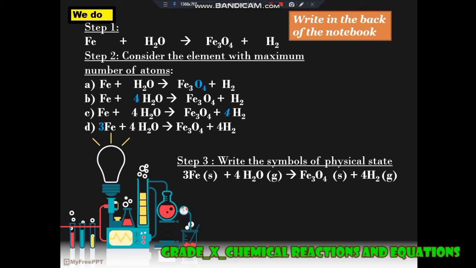Now just count the number of atoms for each element on both sides. Is it balanced? Step 3. Write the symbols of physical state. 3Fe in bracket S, that is solid, and here 4H2O. H2O is in gaseous state, so G. Fe3O4, that is ferric oxide, which is in solid form, and 4H2 hydrogen gas, which is in gaseous form.